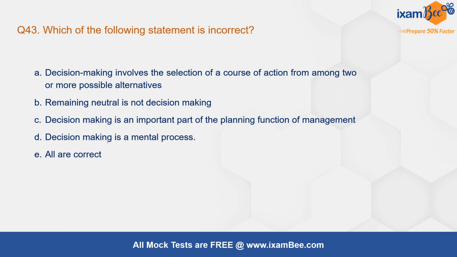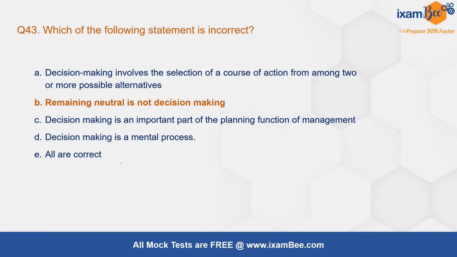Next question, which of the following statements is incorrect? Decision making involves the selection of a course of action from among two or more possible alternatives. Remaining neutral is not a decision making. Decision making is an important part of the planning function of management. Decision making is a mental process. Or all of these statements are correct.